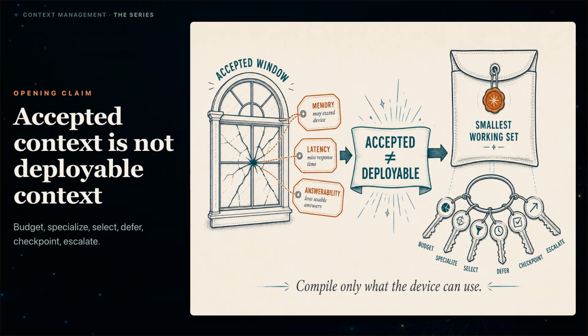I'm Mehrdad. In this lesson, we'll build a practical context policy for small language models running locally, at the edge, or under tight privacy and cost limits. Here, small language model, or SLM, is a deployment category, not one universal parameter cutoff. We'll use 6 controls: budget, specialize, select, defer, checkpoint, and escalate. Together, they build the smallest working set that remains sufficient and safe for the task.